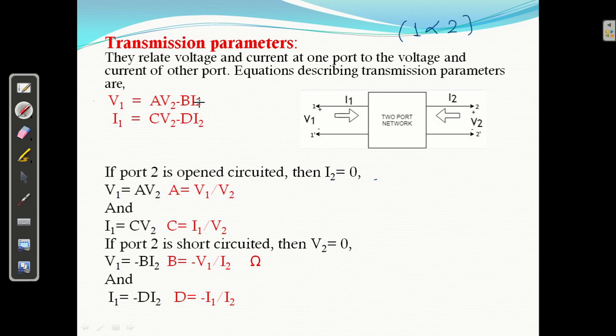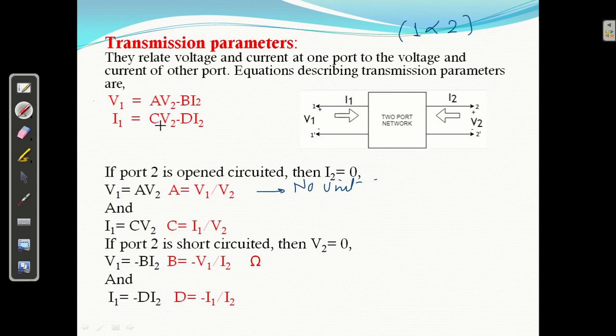Okay. So if port 2 is open, port 2 open है तो क्या होगा? I2 will be 0. You will get A and C. A equal to what? V1 upon V2. No unit. A में unit नहीं है, याद रखना. Be careful about it. Examiner may ask this question: which is the unitless transmission parameter? A. Clear?